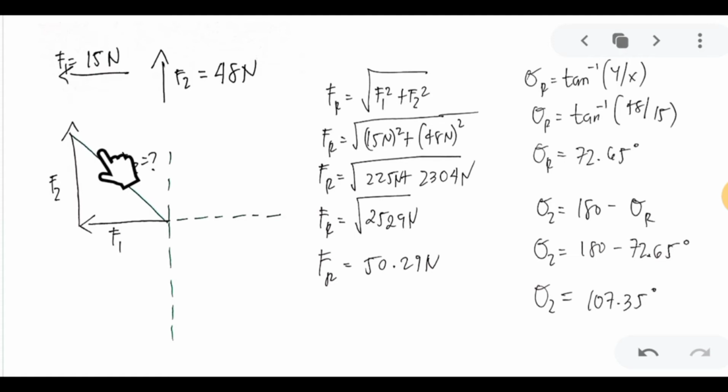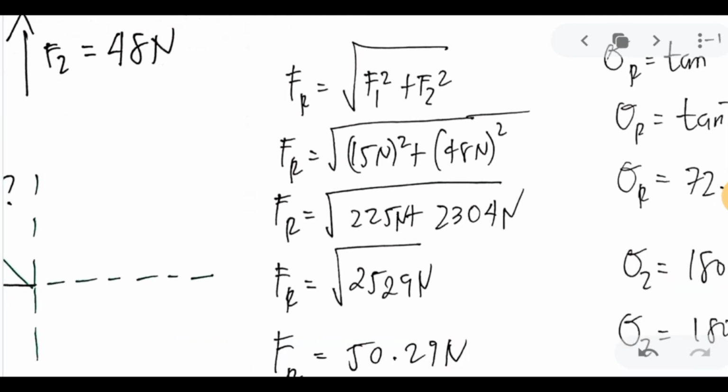For example 1, find the resultant force and direction of F1 is equals to 15 newtons and F2 is equals to 48 newtons. If you will plot these two in a Cartesian plane, this one is going to the x-axis in the west direction here, F1, and then this one is going upward, meaning that is in y-axis, that is 48 newton upward here. So that is in quadrant 2.